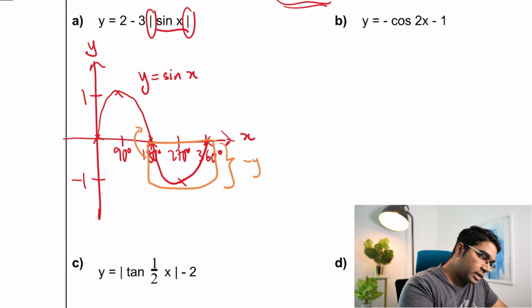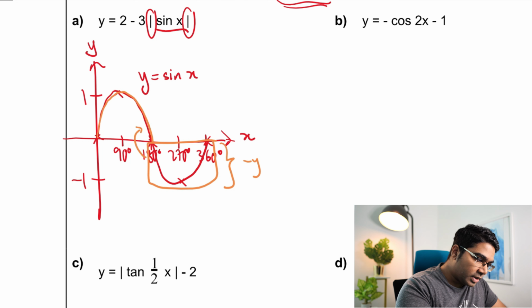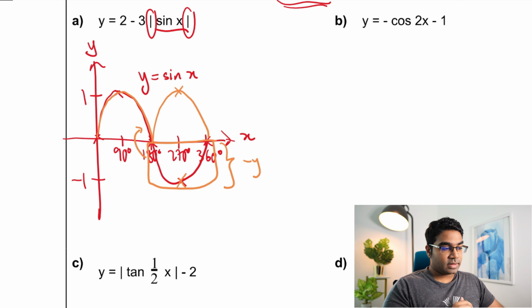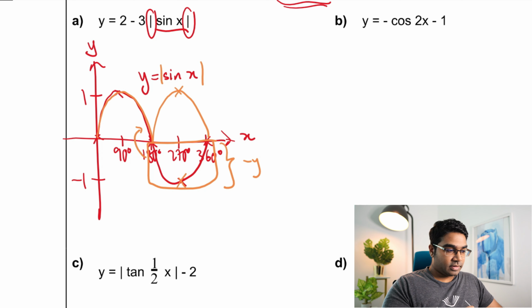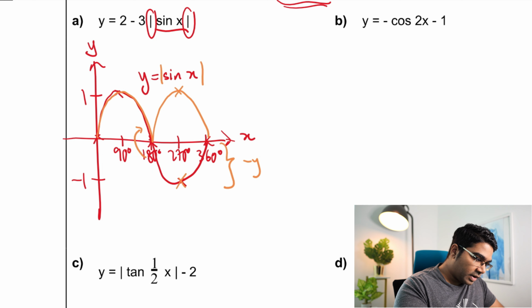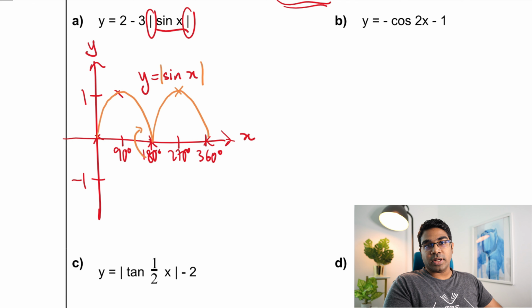So what we get is the new graph: this portion of the graph remains the same. However, this one will become like this. Since this is negative 1, this will be positive 1. It is the same amplitude. So this is y equals modulus sine of x. Let's erase our first graph. Okay, so now this is y equals modulus sine x.